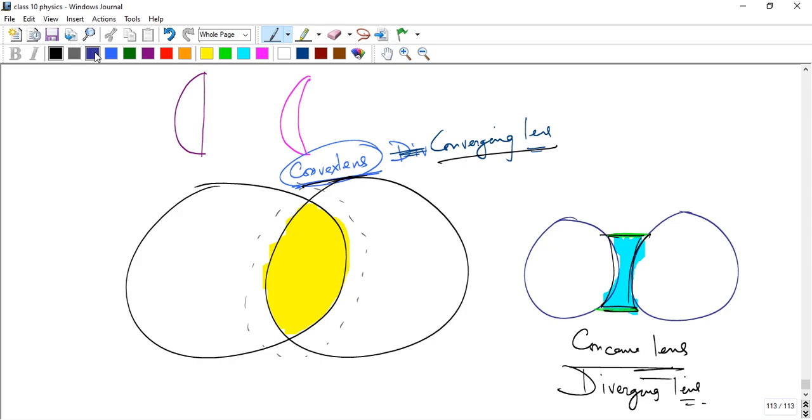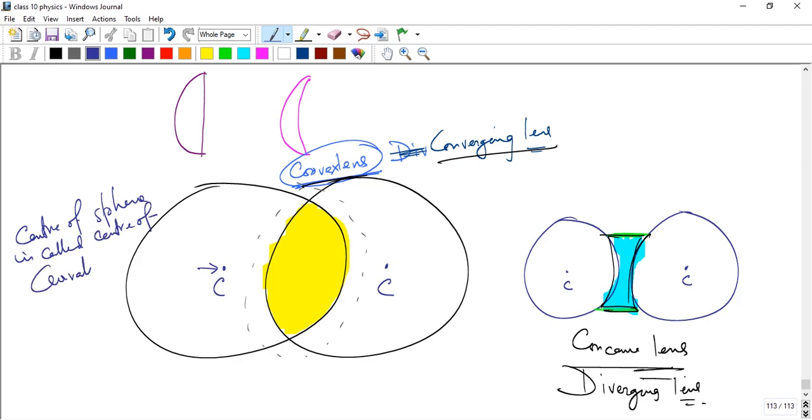The first: these two spheres have centers, this center and this center. The center of a sphere is called the center of curvature. This point and this point are also centers of curvature.